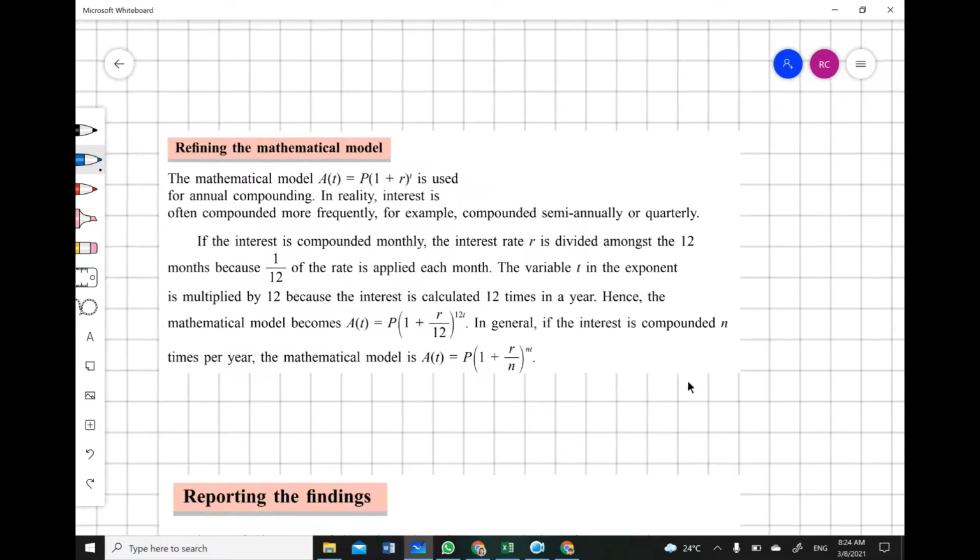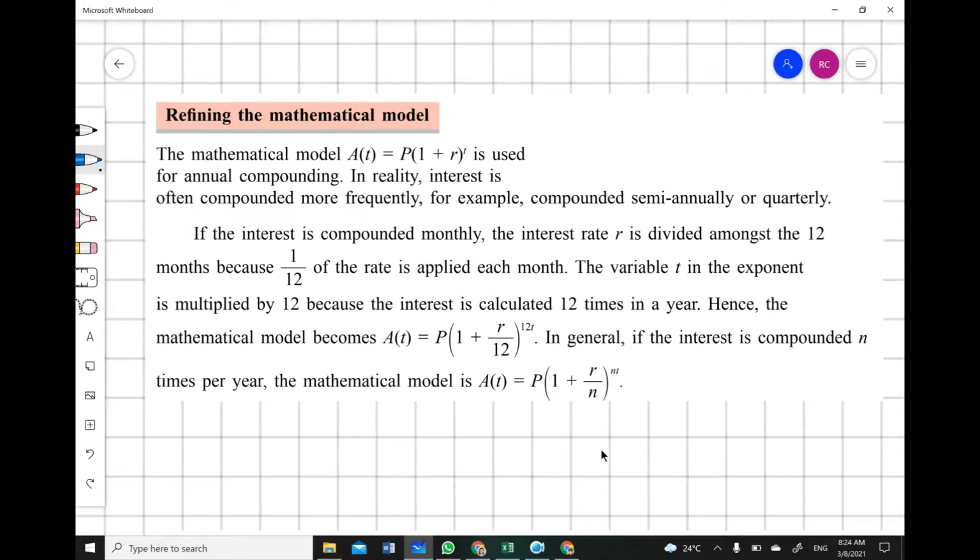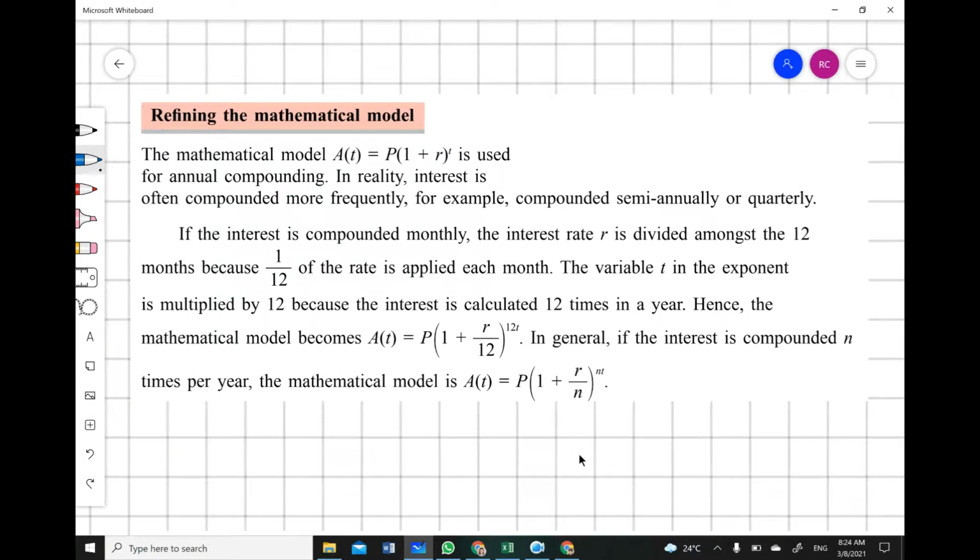So over here, when you want to refine it, you will ask your questions. You will ask a lot of questions whether your formula can be used or not, and whether anything will affect it or not. So over here, to refine it, you see the mathematical model A(T) equal to P(1 plus R) to the power of T is used for annual compounding. In reality, interest is often compounded more frequently. For example, compounded semi-annually or quarterly. Semi-annually meaning half a year. Quarterly meaning 4 times a year.